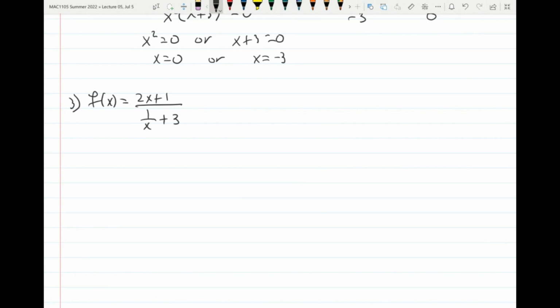Okay. Anybody has an answer? Yes. Negative infinity, comma, negative 1/3, close parentheses, union, negative 1/3, comma, 0, close parentheses, and union 0, comma, positive infinity. Okay, good.